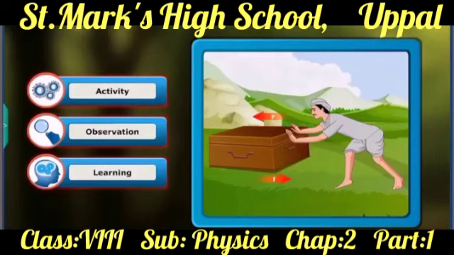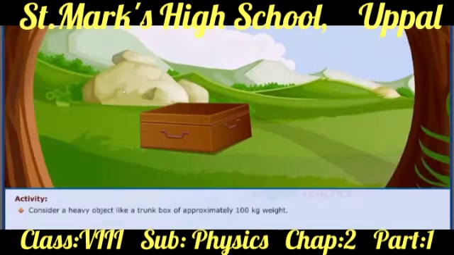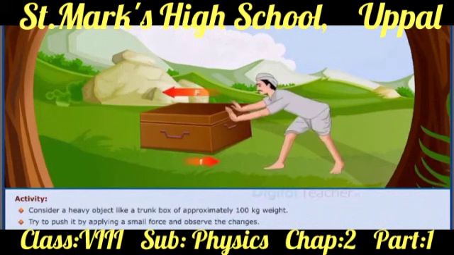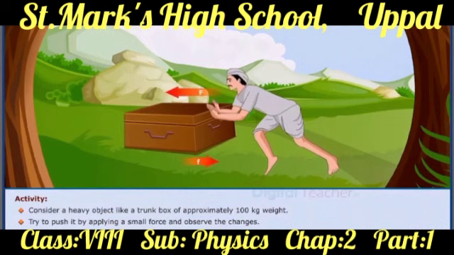Here, we can do an activity for observing the variation of friction. Click each tab to know more. Consider a heavy object like a trunk box of approximately 100 kg weight. Try to push it by applying a small force and observe the changes. Now slowly increase the applied force on the heavy object until it starts moving. Observe the changes.